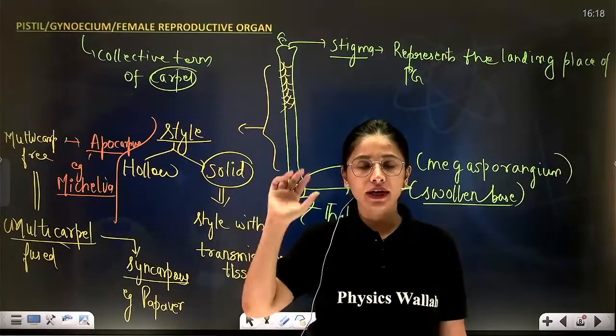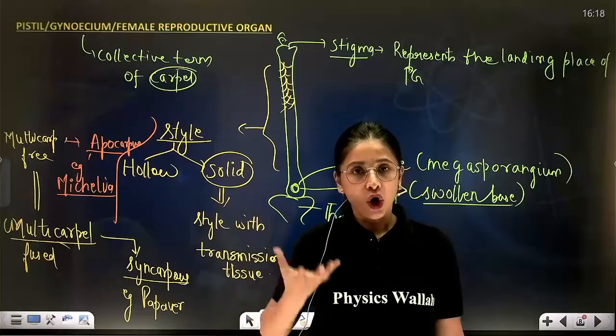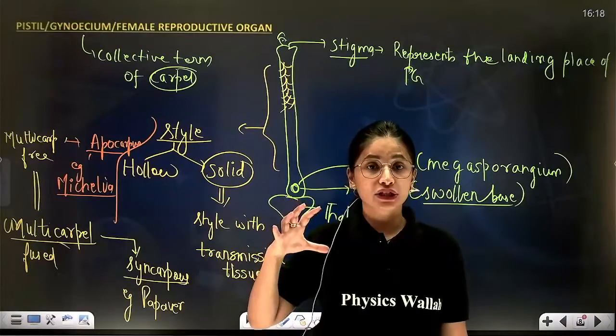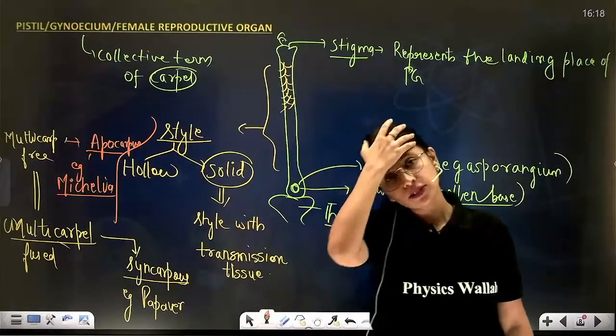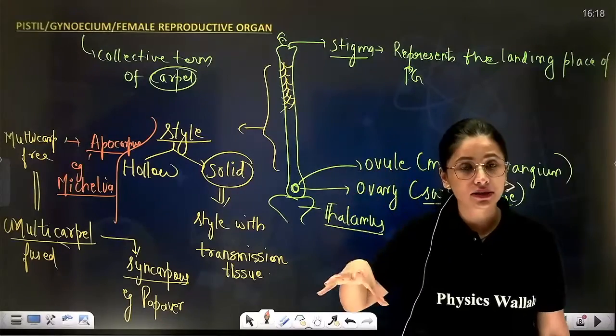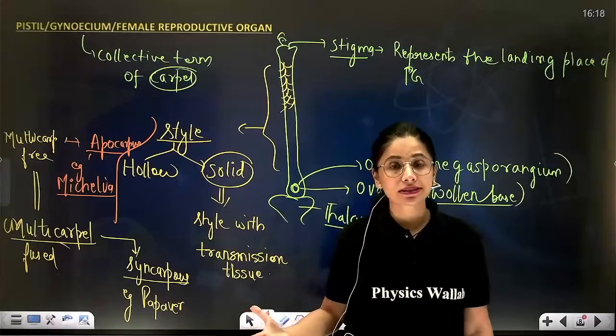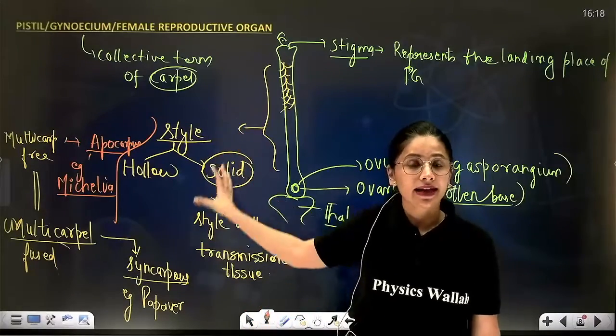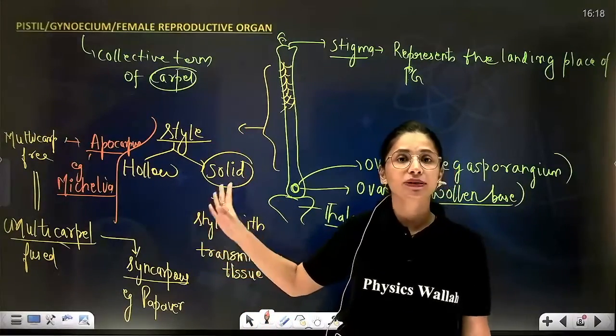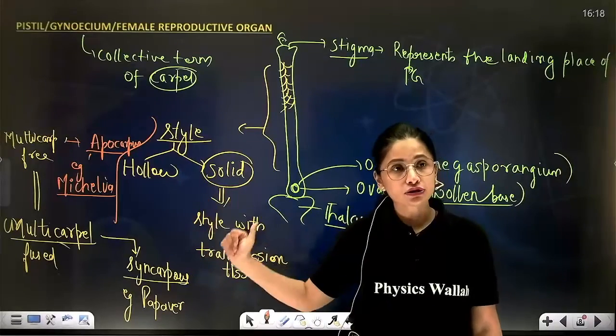Stigma, style, ovary. Stigma is the landing place. Ovary is the swollen base, which after fertilization transforms into fruit, and which encloses the megasporangium called ovule, that later on transforms into seed after fertilization. There is a connecting tissue called style, which can be either hollow or solid.